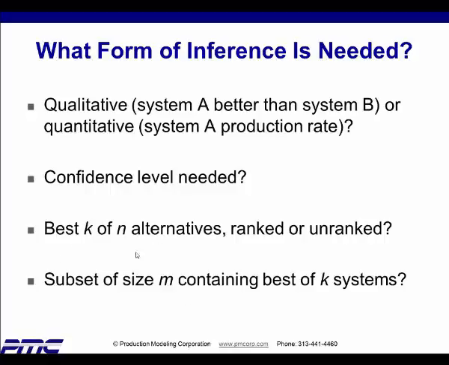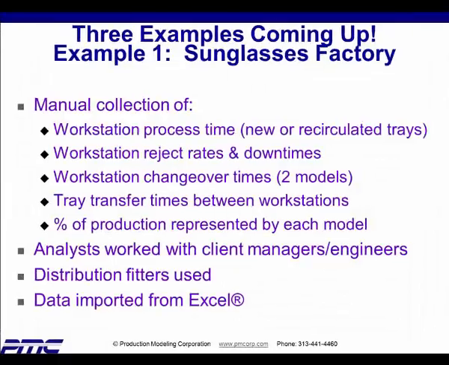And if you have a lot of alternatives to look at, say 10, do you want to begin by selecting the best 3, 1, 2, 3, or in any order, for further, more detailed comparison? Or if you have 10 systems, do you want to select a subset of size 3 guaranteed to contain the best one at, let us say, 95% confidence for further study? And here are some examples coming up, all based on manufacturing.